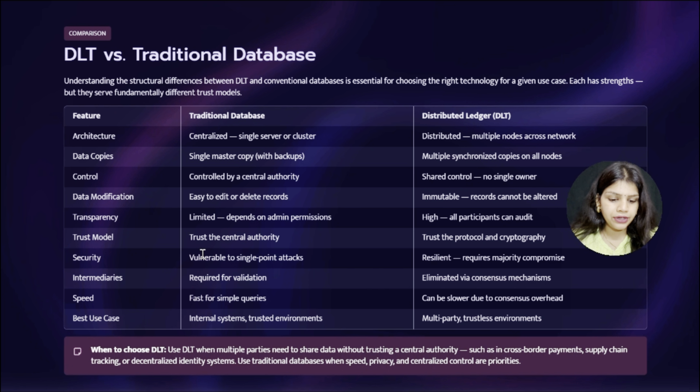Vulnerable to single point of attacks, like if a hacker attacks the single server and it is hacked, then the whole network is compromised. So this is resilient. Intermediaries are required for validation here, and eliminated via consensus mechanism here. Fast for simple queries, while this can be slower due to consensus mechanisms. Best used for internal systems, and this is multi-party. Okay.